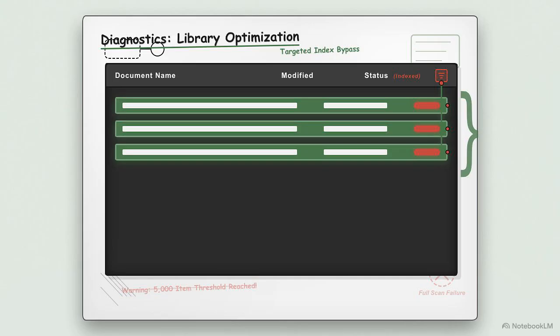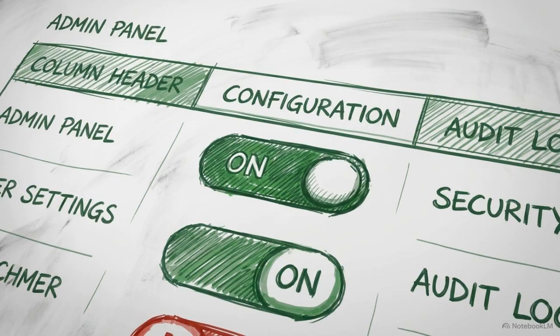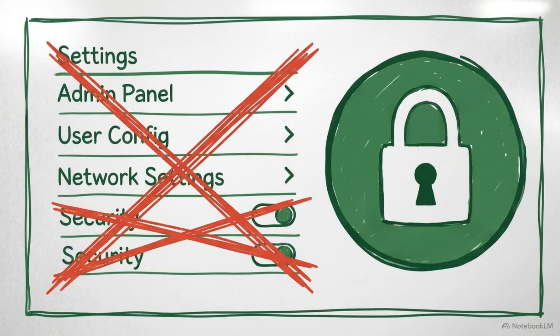To bypass this, configure indexed columns for your frequently filtered data. Instead of scanning every single item, the system instantly connects to the targeted indexed data. You must configure this indexing before crossing the 5,000 item limit. Once you exceed that threshold, the system blocks new indexing attempts.